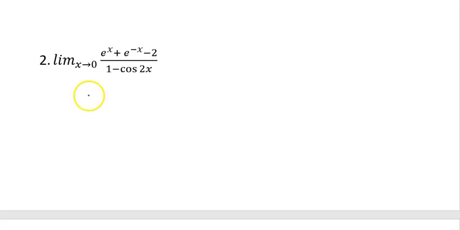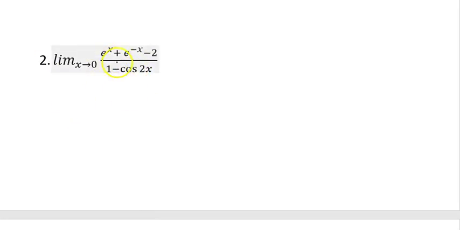Okay, let's move on to example 2. We have the limit as x approaches 0 of e to the x plus e to the negative x minus 2 over 1 minus cosine 2x. If you plug 0 in, anything to the 0 power is 1. So you have 1 plus 1 minus 2, so that gives you 0 on top. And then the cosine of 2 times 0 is the same thing as the cosine of 0, which is 1. So you have 1 minus 1 on the bottom, which is also 0. You have another 0 over 0 indeterminate form.